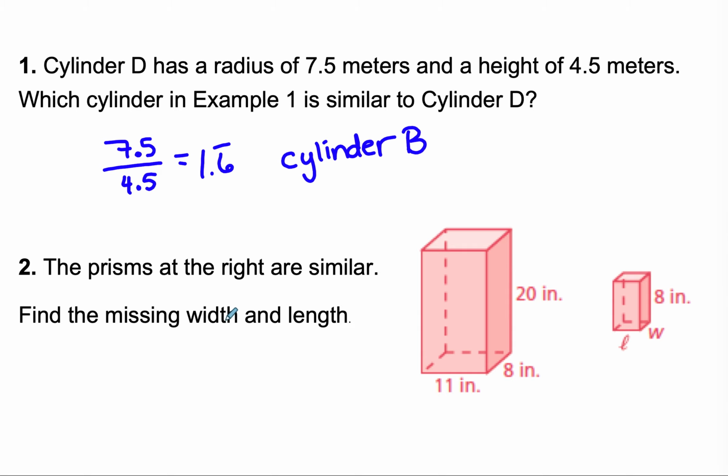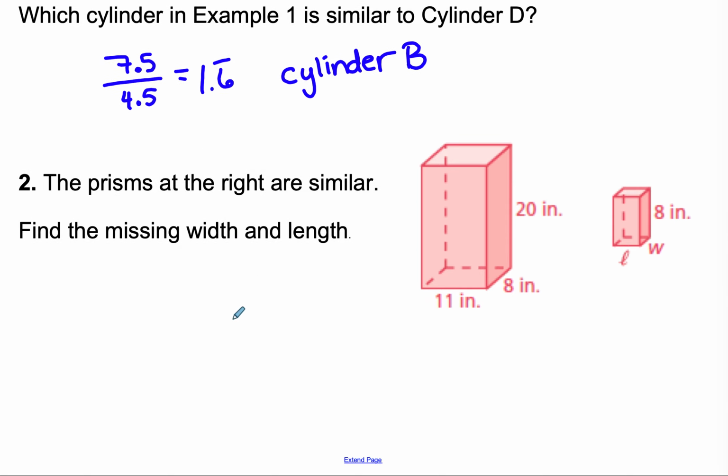All right, number 2, the prisms at the right are similar. Find the missing width and length. Okay, so I need 2 proportions. Both of them need to have the 20 and the 8 on there. Those 2 sides line up with each other. I think I'm going to go for the width first. So I'm going to do 20 over this 8 equals 8 over W.